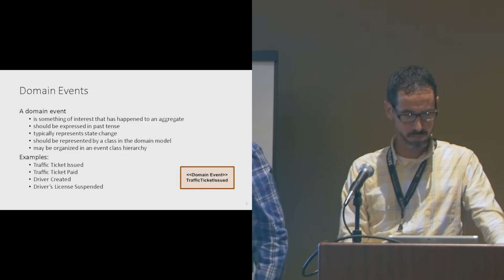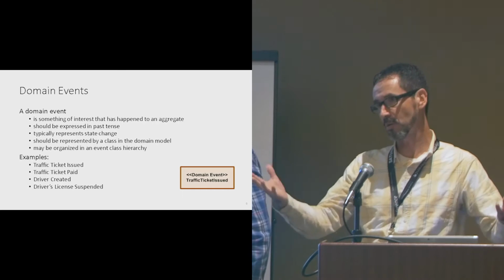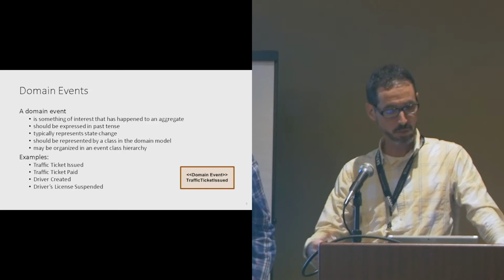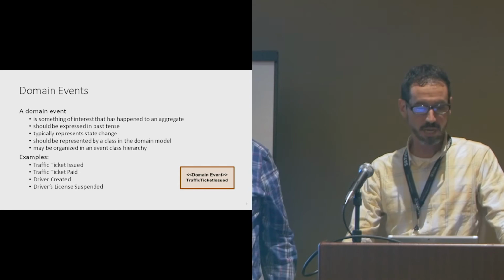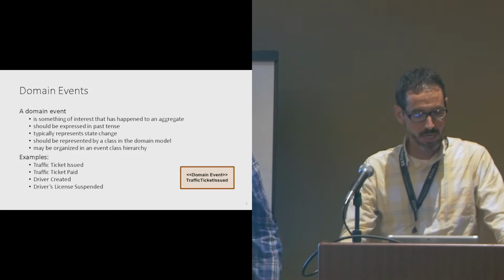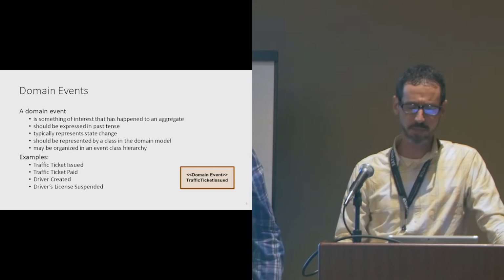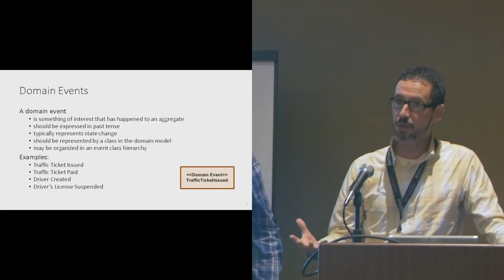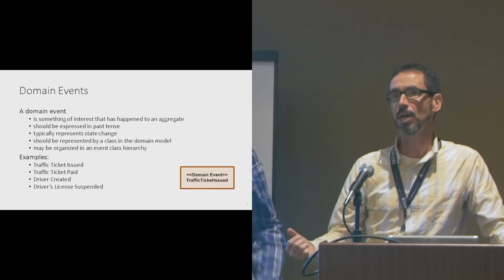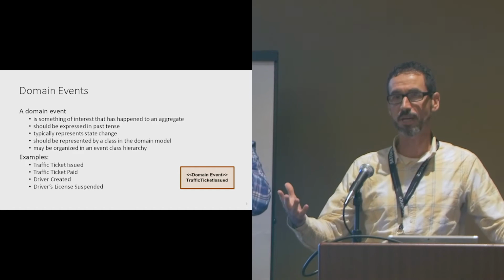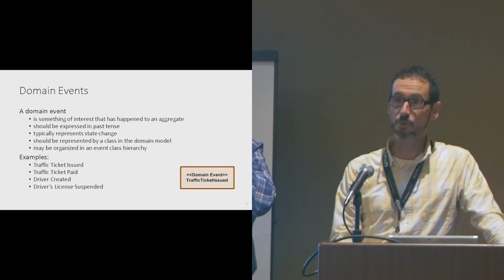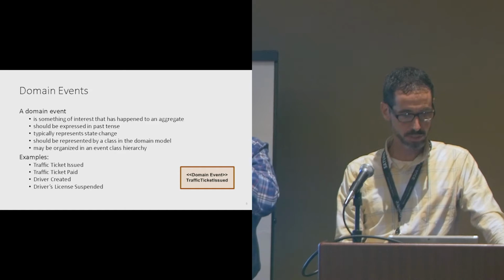Okay, and here are some examples. In our running example, traffic ticket issued is an event. Traffic ticket paid could be an event. Driver created can be an event. And in practice, you're going to model them as classes. They're typically organized in a hierarchy. So you have traffic events and then the subtypes, all right? And they will be used for communication, of course, as we're going to see later.